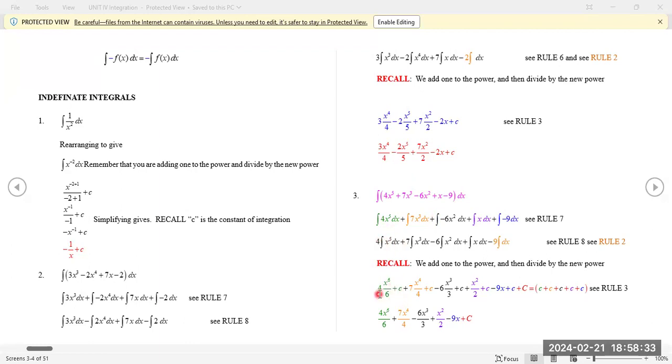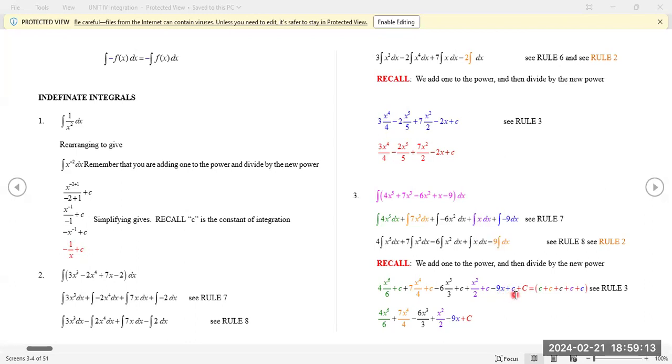Then here now we're going to integrate. I add 1 to the power and divide by the new power. So this is 7x to the 4th over 4 plus my c. The one here is going to be negative 6x to the 3rd over 3, and I'm going to put my plus c. The one here is simply going to be x squared over 2 plus c. All I'm doing is adding 1 to the power and dividing by the new power. The integral of negative 9 is going to be negative 9x, and that also is going to be plus c.